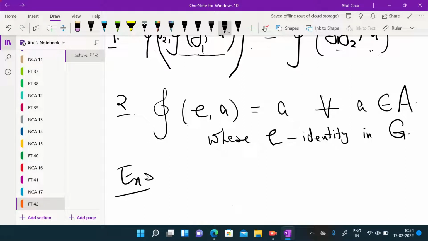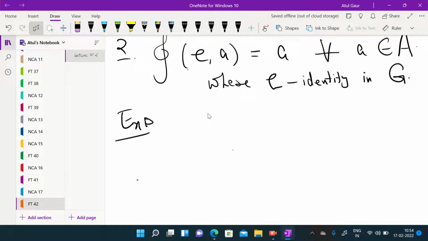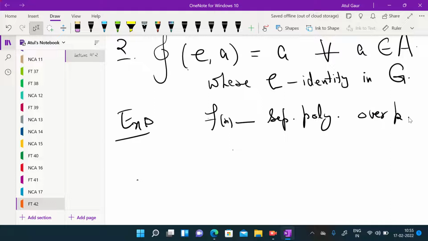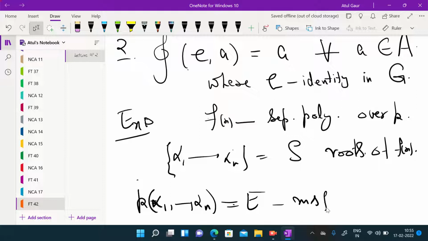Now, the kind of group action which I am going to use: f(x) is your separable polynomial over K, with roots alpha 1, alpha 2, ..., alpha n. Call this the root set of f(x). K(alpha 1, alpha 2, ..., alpha n), let's call it E, which is the minimal splitting field of f(x) over K.